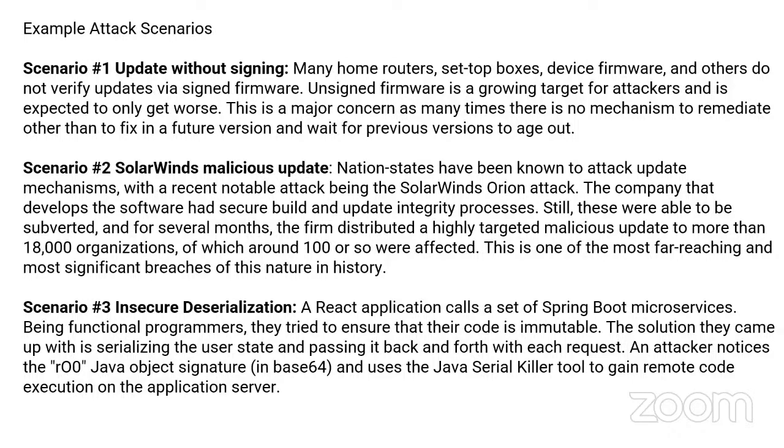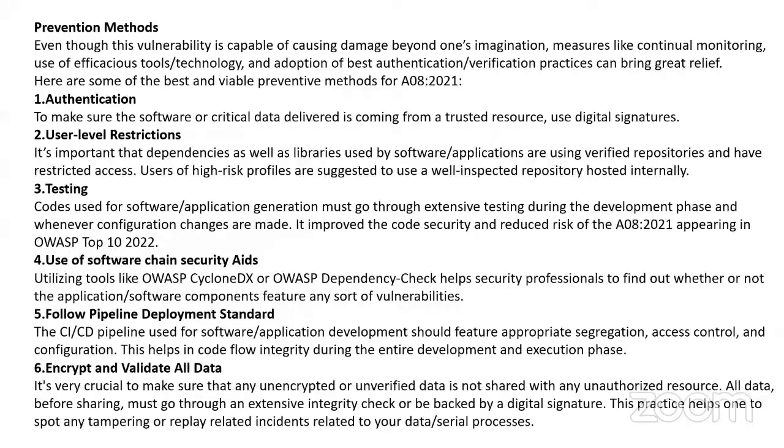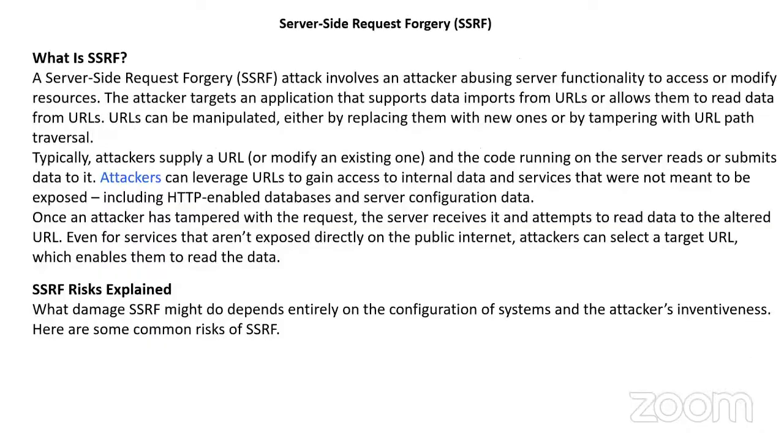Being functional programmers, they try to ensure that their code is immutable. A solution they came up with is serializing the user state and passing it back and forth with each request. An attacker notices the Java object signature and uses the Java Serial Killer tool to gain remote code execution on the application side. Preventive methods: authentication, user-level restrictions, testing, use of software supply chain security aids, following pipeline deployment, and encrypting and validating all data. And the next one is SSRF, server-side request forgery.